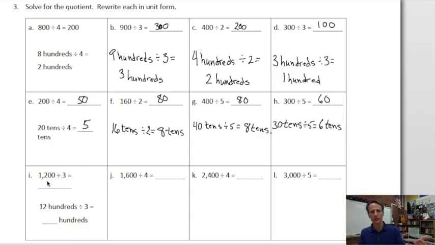1,200 divided by 3. Now we're going to think of 1,200 as 1,200s, which we actually did back in number 1 or 2 there. Divided by 3, well, how many hundreds do they get each? Well, we actually did something very similar already, but let's think about it. I have 3 people, 1,200s. 1, 2, 3, 4, 5, 6, 7, 8, 9, 10, 11, 12. You got 400s each. So 1,200s divided by 3 is 400s. In standard form, 400.